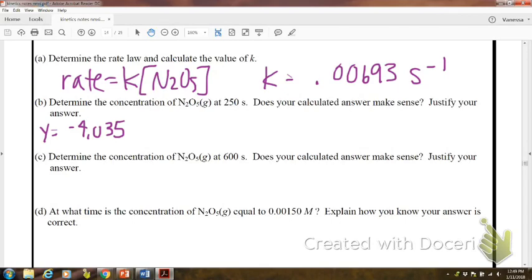Why not? It's way too big. No units. It's over 1. This is not going to give you units. What are we graphing here? We're first order. What were we graphing? Oh, the natural log. So how do we get out of natural log? E to the, E. So to get concentration, we're going to take E to the negative 4.305 to get it out of natural log.